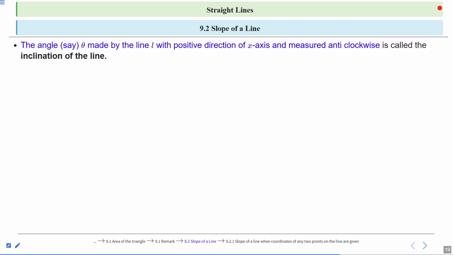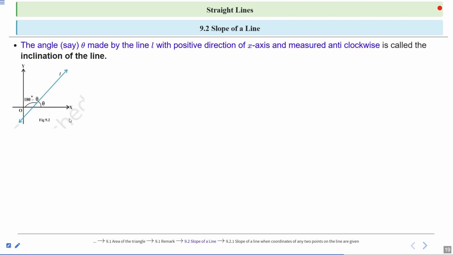So the angle, say here theta, made by the line L with positive direction of x-axis and measured anti-clockwise is called inclination of the line. So inclination of the line is nothing but an angle that is made by the line L with positive direction of the x-axis and measured anti-clockwise. Remember this point, measured anti-clockwise direction.